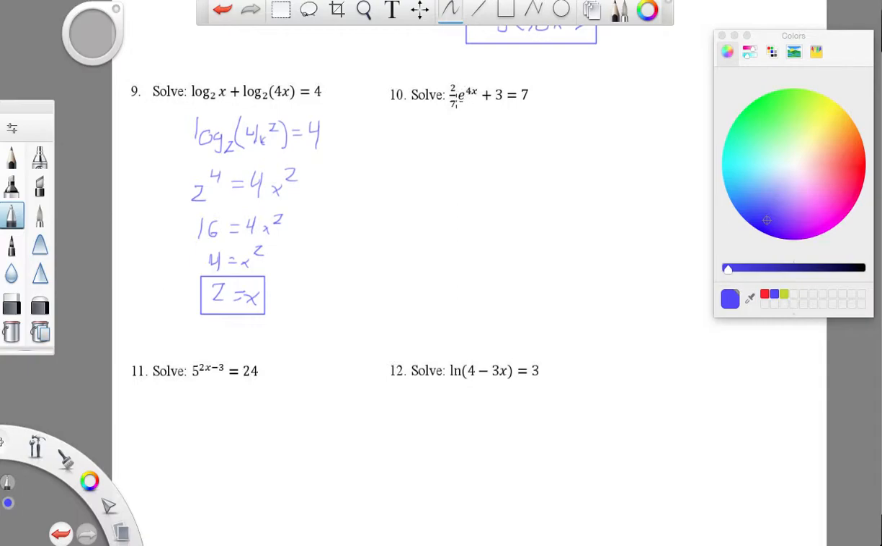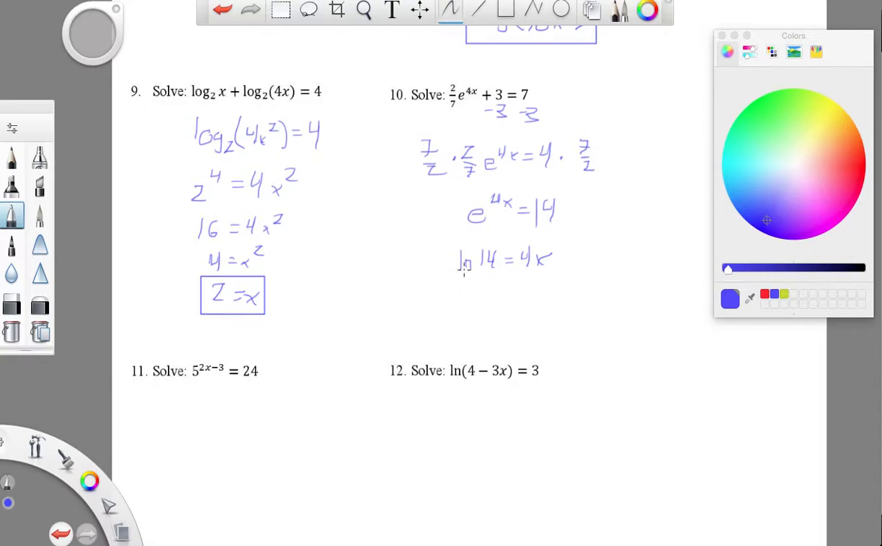Okay, now we have this e to the 4x. Again, we need to get rid of everything else. So I'm going to start by subtracting 3 from both sides. So I get 2 over 7 e to the 4x is equal to 4. Multiply both sides by the 7 halves. And now I get e to the 4x is equal to, well, here the 4 over 2 becomes 2, times 7 is 14. Now I have natural log of 14 is equal to 4x.